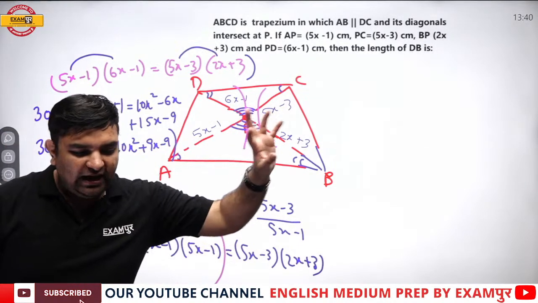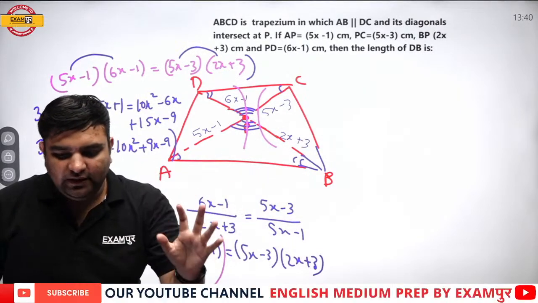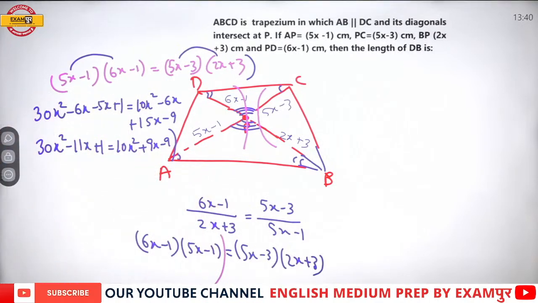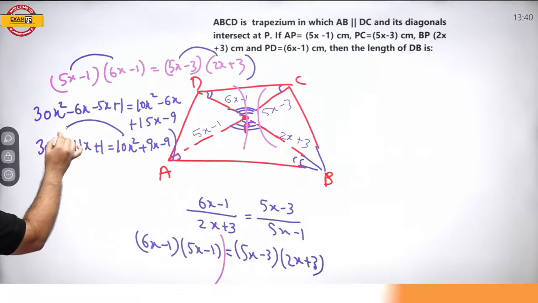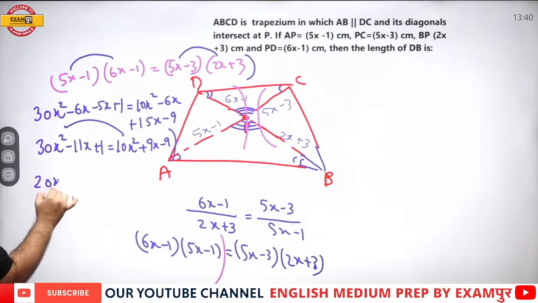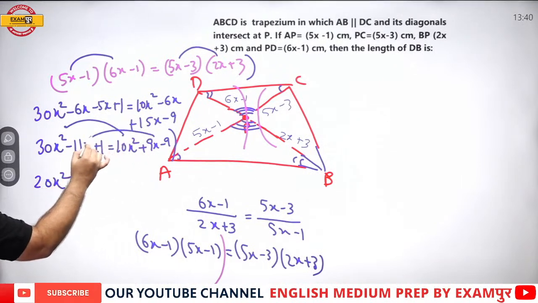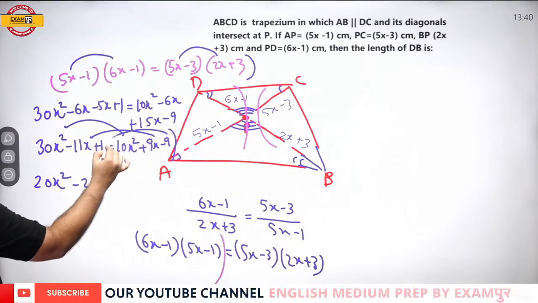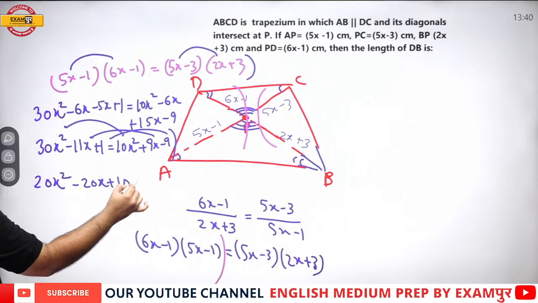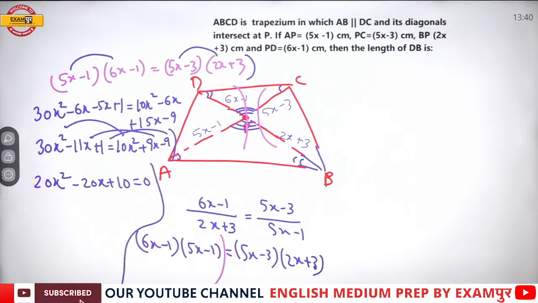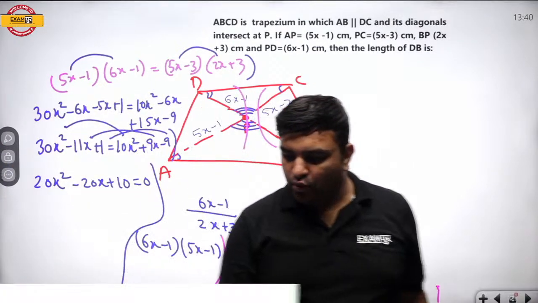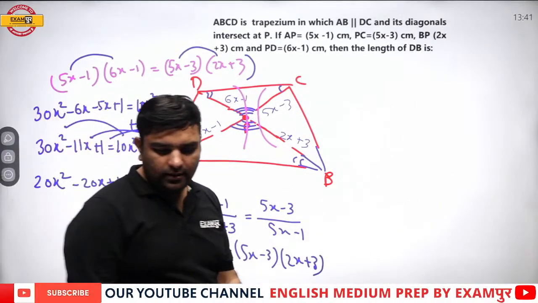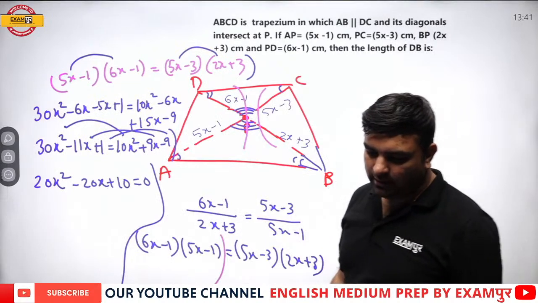Okay, I have changed the data of the question. So if the value is not coming perfect, no worries. Take this over here, 20x square. Take this over here, minus 20x. Take this over here, plus 10. Is it the same quadratic you are forming? If it is still here, then you can skip it till here.